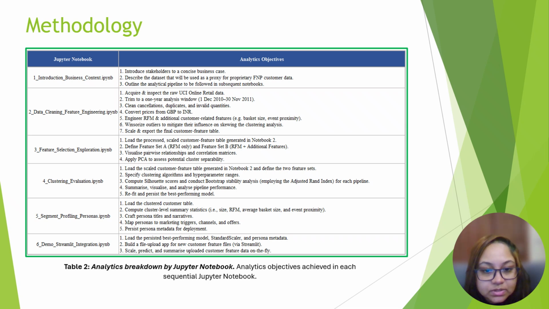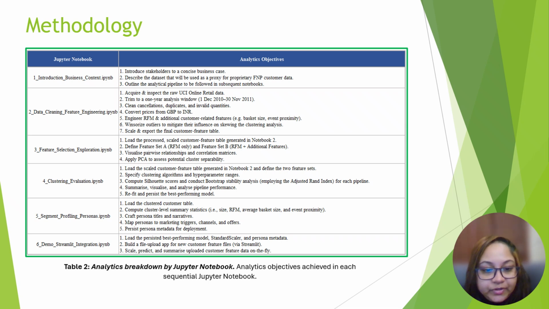Specifically, the clustering algorithms and hyperparameter ranges were also defined in this notebook. Then the silhouette scores and bootstrap stability analysis were completed, employing the adjusted RAND index for each pipeline. And the results for the pipeline performance were summarized, visualized, and analyzed. And the best performing model was refit on the entire data set primarily.